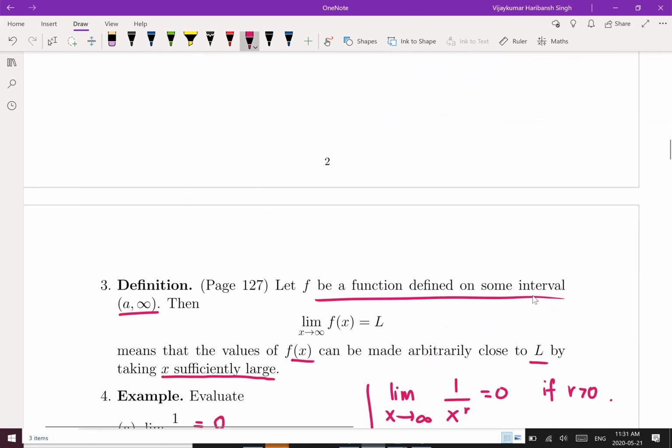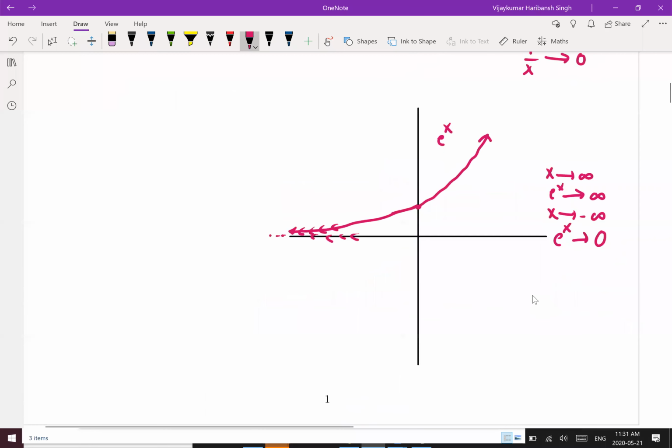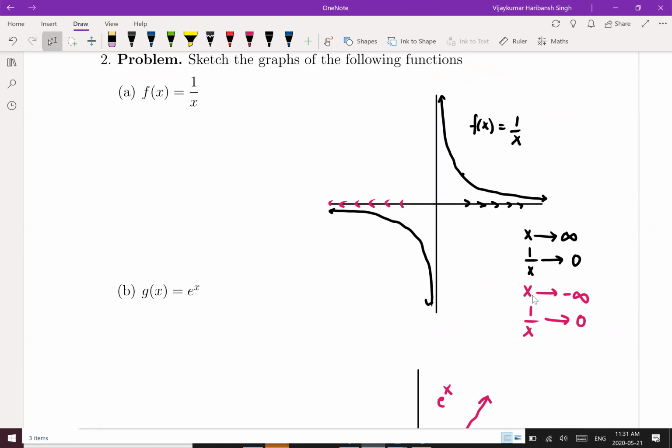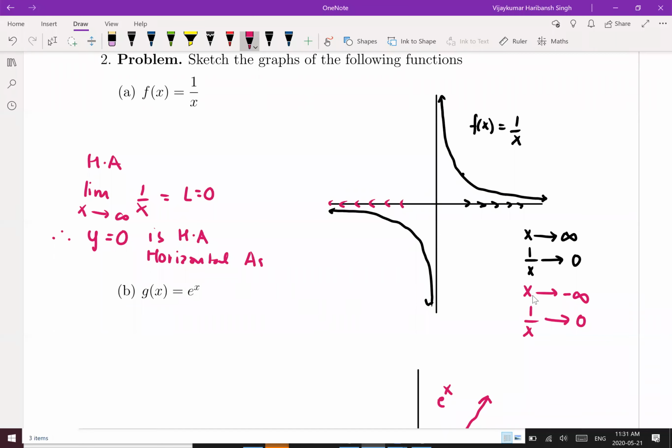So let's see. In this case, what is the horizontal asymptote? Since you have limit as x goes to infinity of 1 over x is equal to L, and what is your L? Your L is 0. y equals L, which is the same as y equals 0, is the horizontal asymptote. I'm using the short form HA for horizontal asymptote. You can write the full thing, horizontal asymptote. Similarly, the limit as x goes to plus or minus infinity of 1 over x is 0, so you get horizontal asymptotes in both directions.